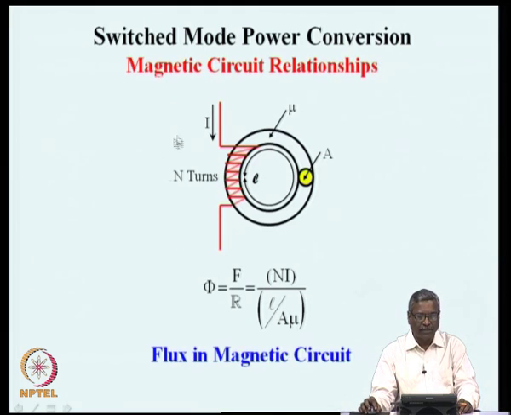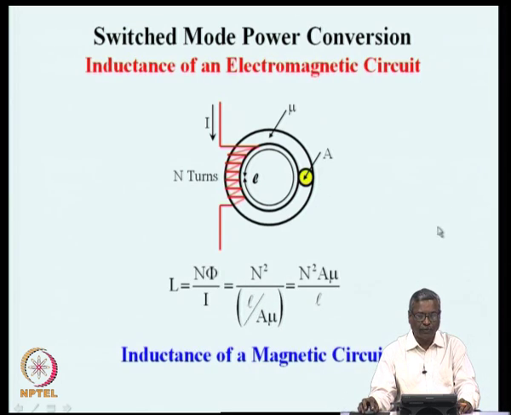This is our magnetic circuit, and in this circuit, if we wish to find out the flux, flux is related to the ampere turns or magnetomotive force, which is the product of the number of turns multiplied by the current. So, the total ampere turns which is responsible for setting up a magnetic field is Ni, and the reluctance of this path is the length of the magnetic path divided by the area of the magnetic path and the permeability of the material. So, the flux in this magnetic circuit is given by Ni divided by the reluctance, which is L over A mu.